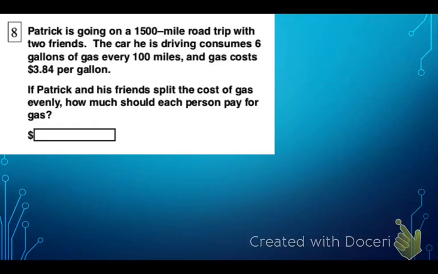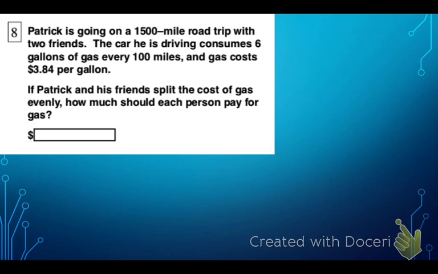All right, so question number 8. Patrick is going on a 1,500-mile road trip with 2 friends. The car he is driving consumes 6 gallons of gas every 100 miles, and gas costs $3.84 per gallon. If Patrick and his friends split the cost of gas evenly, how much should each person pay for gas?